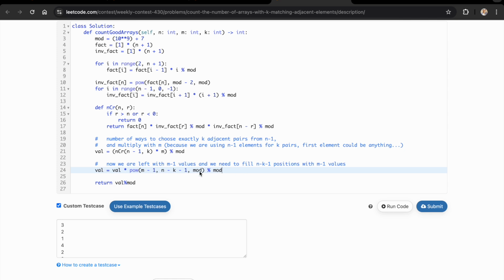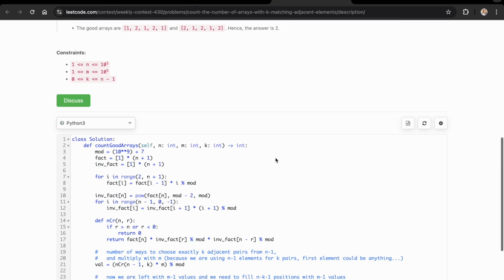It is a bit harder part, but if you know combinatorics well enough, then you can easily solve it. Okay, that's it for this question.